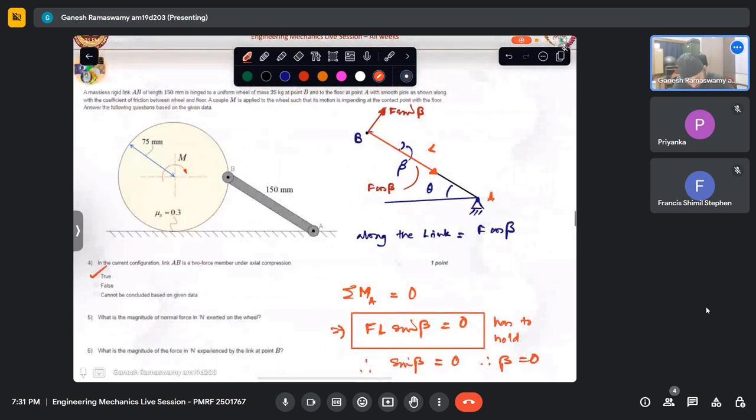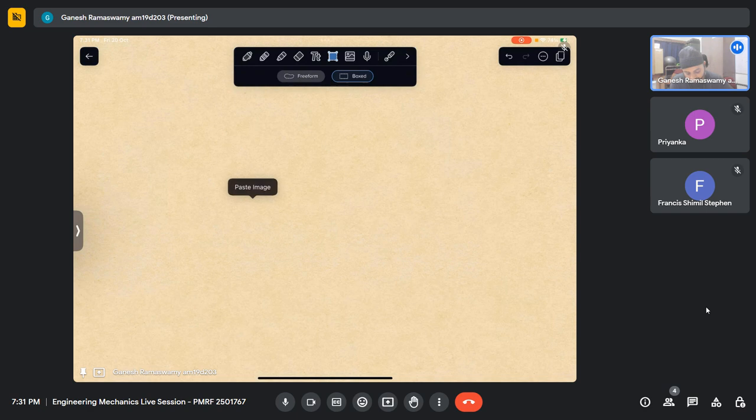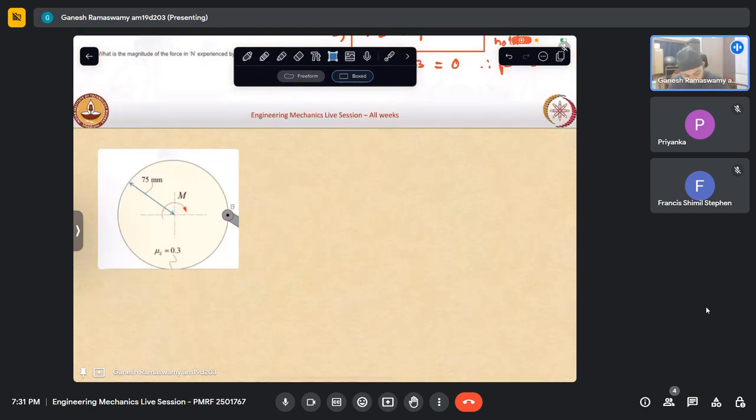Once this is a two force member, I know that this is axial, in which case it is simple for me to just replace this with its free body diagram quickly, because I know at what angle this is acting.